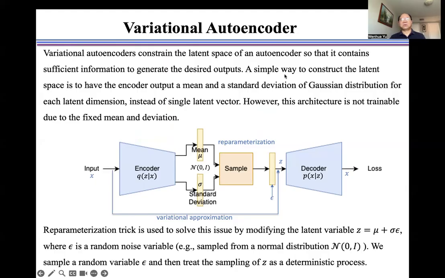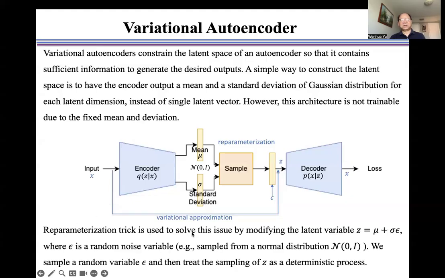A simple way to construct the latent space is to have the encoder output a mean and a standard deviation of a Gaussian distribution for each latent dimension, as I show here. Given the input, the output from the encoder is a mean and a standard deviation, instead of a single latent vector. However, this architecture is not trainable due to the fixed mean and deviation.